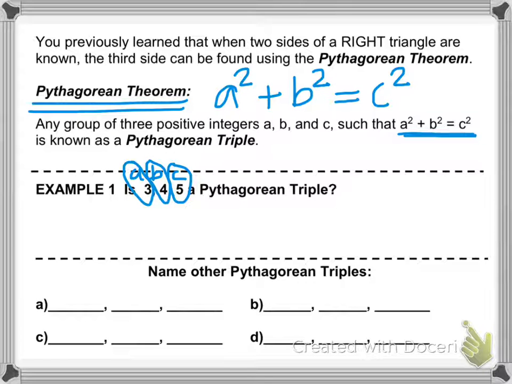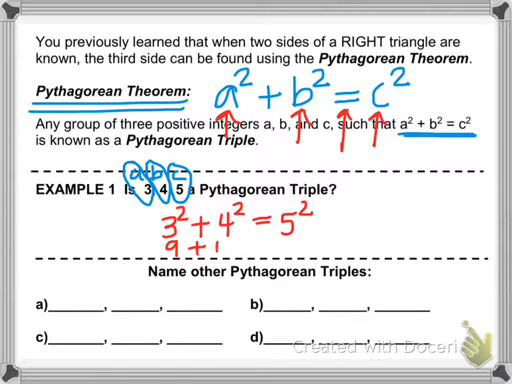All right, so now we're going to put those three numbers into the Pythagorean theorem where a, b, and c are, and see if it truly is equal. So we have 3 squared plus 4 squared equals 5 squared. And we want to see, is this a true statement or not? 3 squared is 9. 3 times 3 is 9. 4 squared is 16. 4 times 4 is 16. 5 squared is 5 times 5, which is 25. And 9 plus 16 does equal 25, which means 3, 4, 5 is one of the Pythagorean triples.